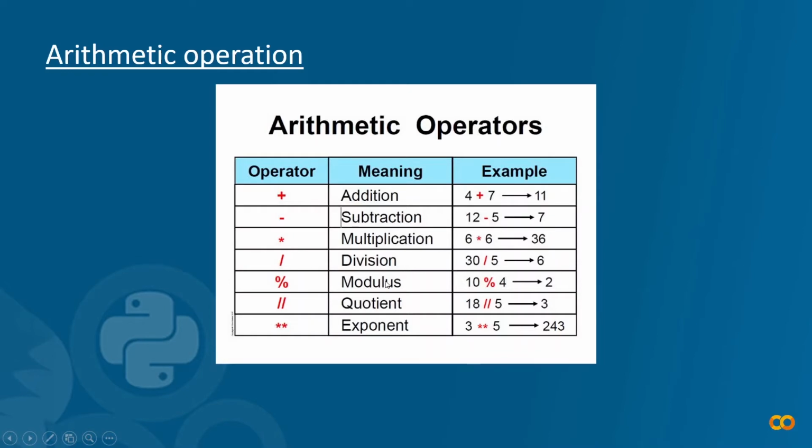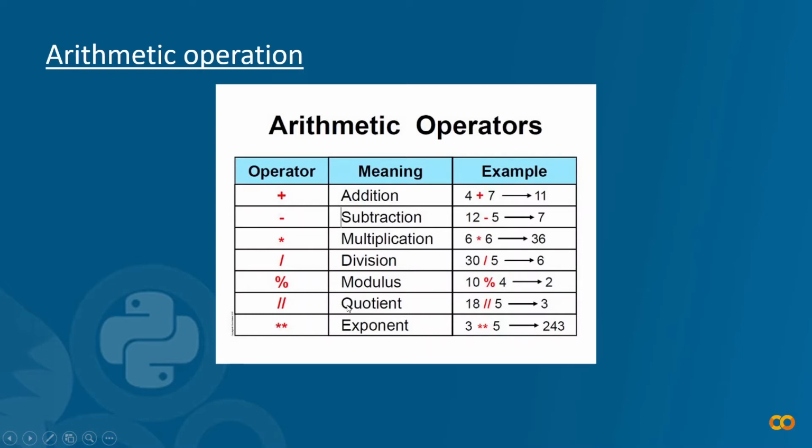Another one is modulus. It may be a new operation for you. It's represented by the percentage sign. For example, 10 percentage 4 will return 2. Basically, modulus means the remainder after division. So for 10 modulus 4, 4 times 2 is 8, so the remainder will be 2, and it will return the value 2.